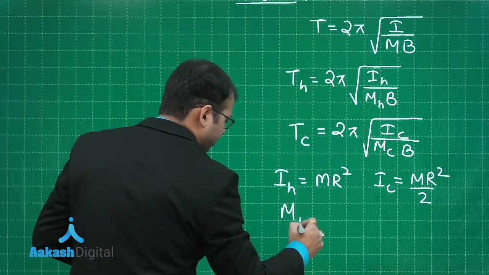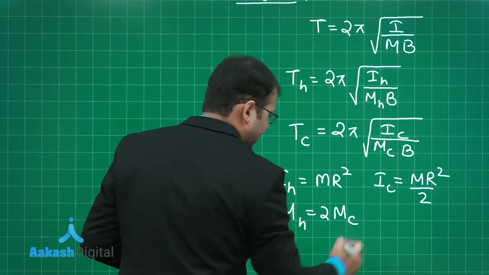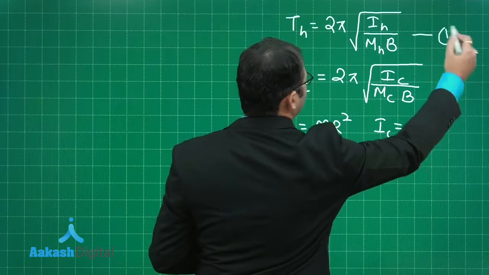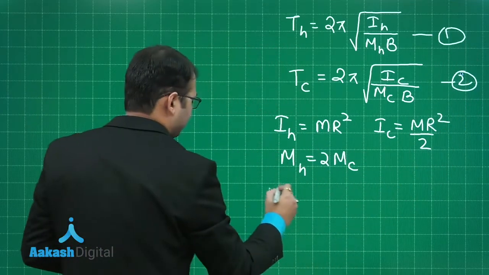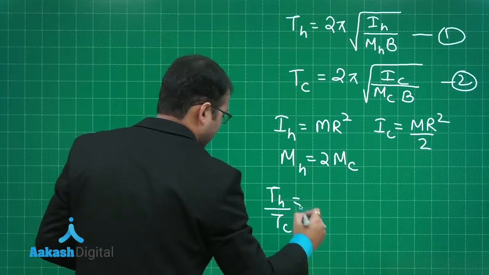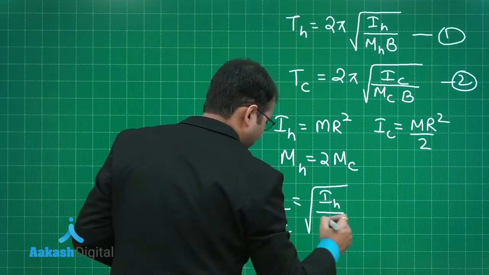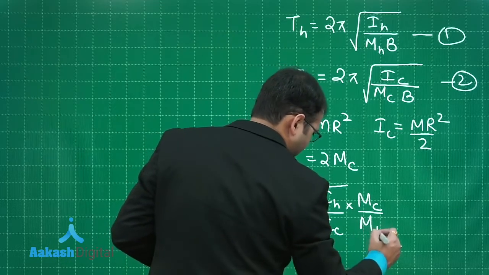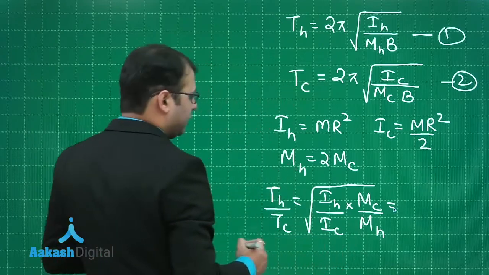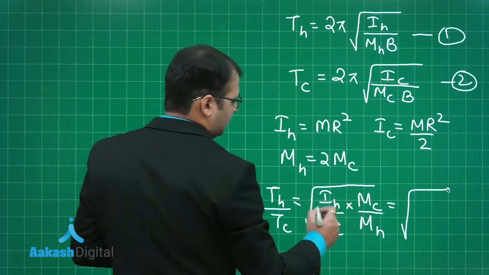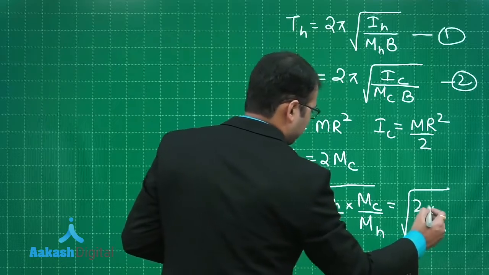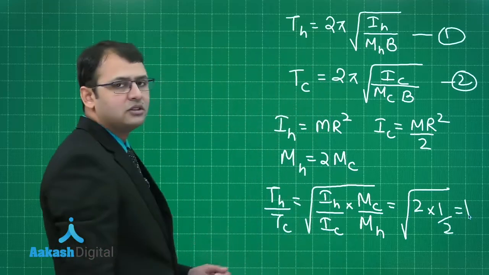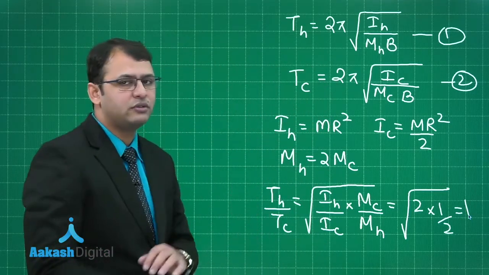So magnetic moment of hoop is twice the magnetic moment of cylinder, right. So let's take the ratio of these two. Let's take this as equation 1 and this as equation 2. So I have Th by Tc equals under root of Ih by Ic into magnetic moment of cylinder by that of hoop. Now just put down the values. What I will get is, from here I will get 2, and from here this Mc by Mh would be 1 by 2. This is coming to be 1. That means the time period of oscillation of hoop and cylinder would be the same.